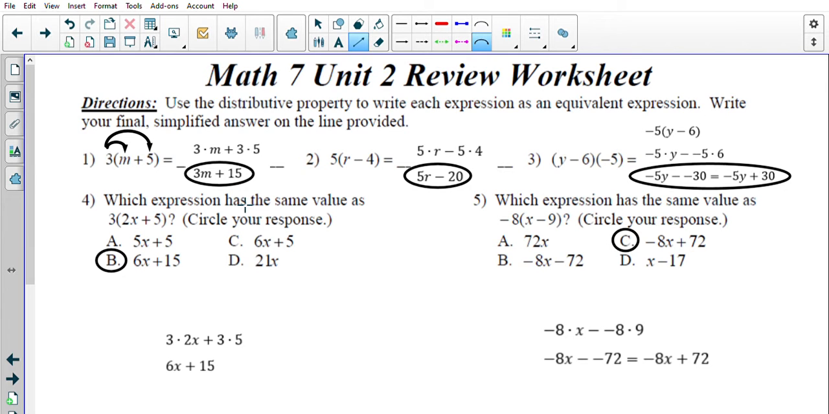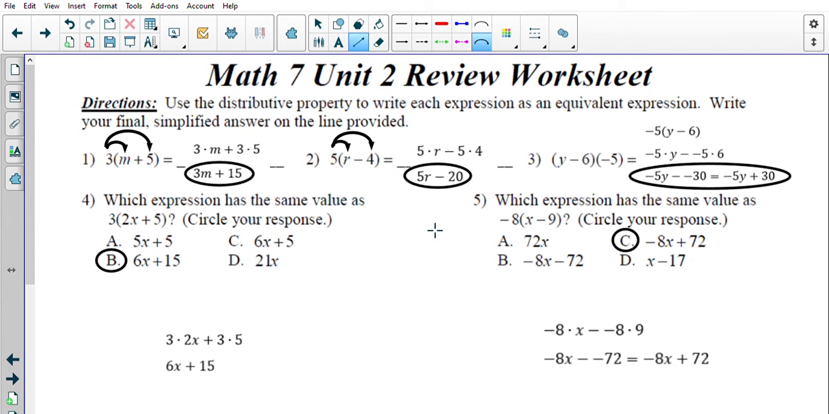For number 2, we need to distribute the 5 into the parentheses. We need to take 5 times r and 5 times 4. Keep in mind for this one, though, there's a subtraction sign between them. So 5 times r is 5r, and 5 times 4 is 20. So the final solution will be 5r minus 20.